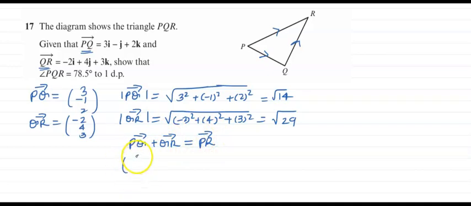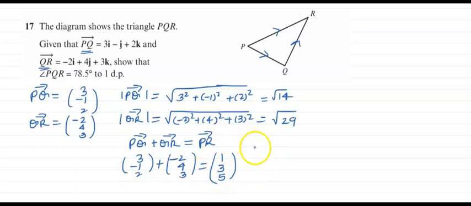PQ is 3 minus 1 and 2. QR is minus 2, 4 and 3. And if you add them, so it should be 3 minus 2 is 1 and 3 and 5. Okay, this is our PR vector. So we can find modulus of PR as well to find the length of how much it is. So to find PR, it should be square of 1, it will be 1, square of 3, it is 9, square of 5, that is 25. So it should be root 35.